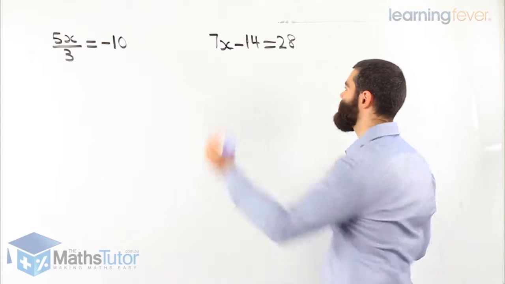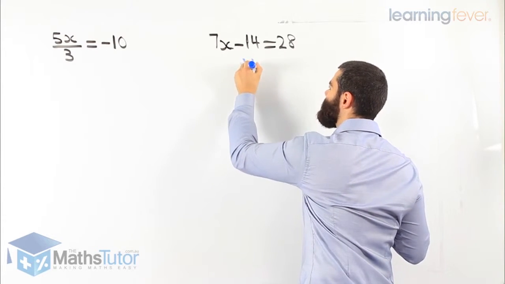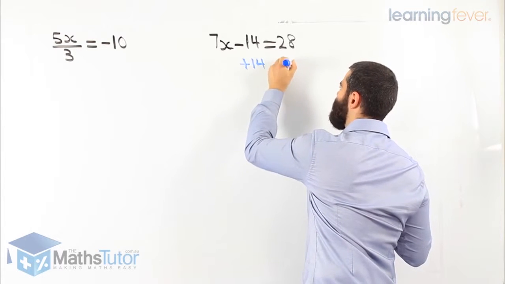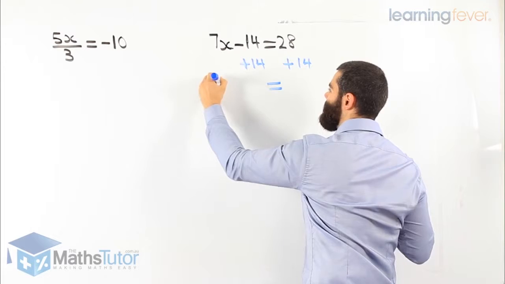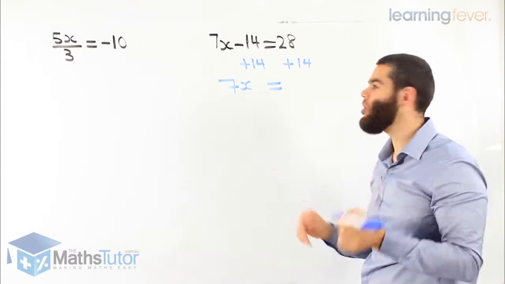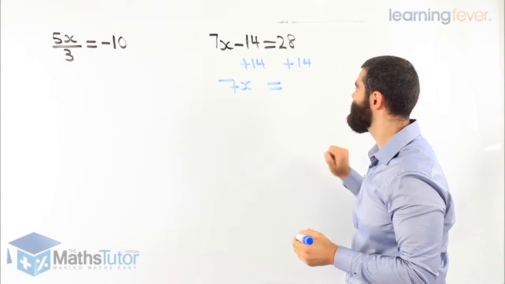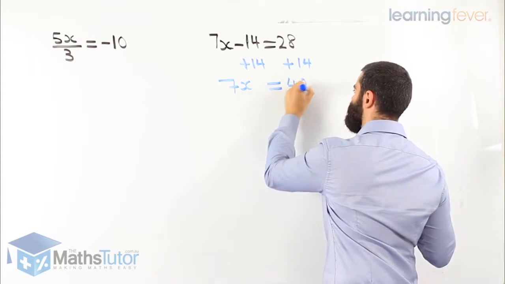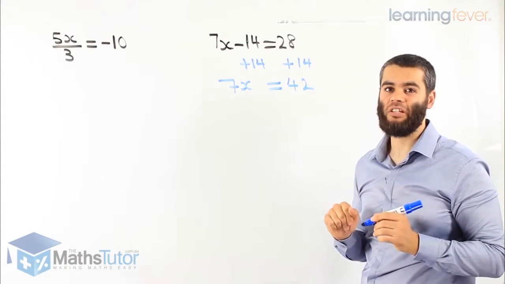Negative 14 is further. Minus 14 is plus 14, and of course what we do to one side, we do to the other. 7x is left. Minus 14 plus 14 is gone. 28 plus 14 is 42. So 7x equals 42.